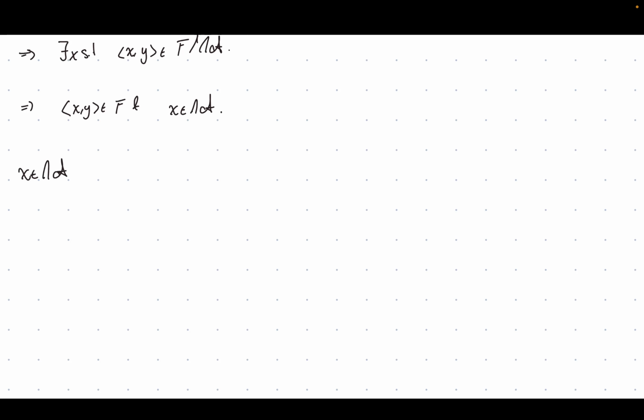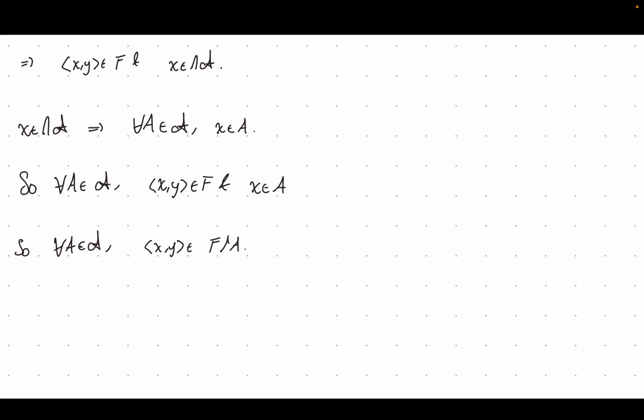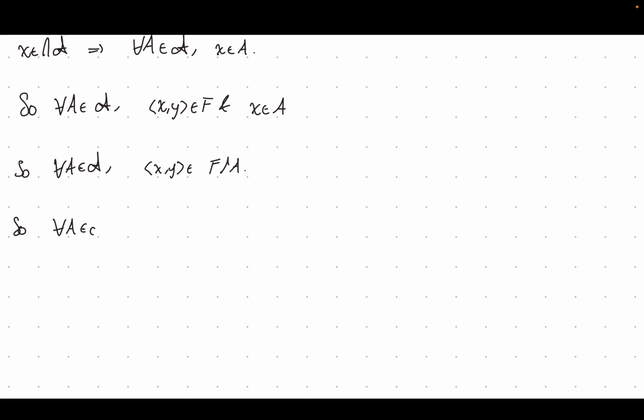Now x being in the intersection of script A implies that for all A in script A, x is in A. So for all A in script A, x comma y is in f and x is in A. So for all A in script A, x comma y is in f restricted to A. So for all A in script A, y is in the range of f restricted to A. So for all A in script A, y is in the image of f under A.